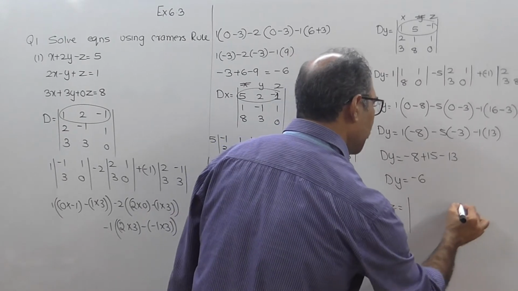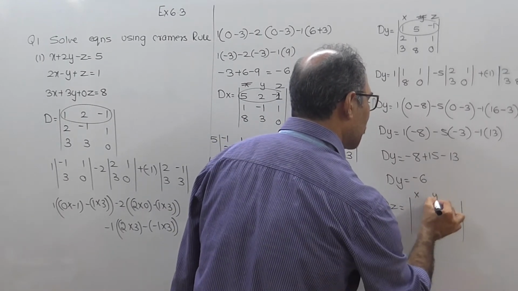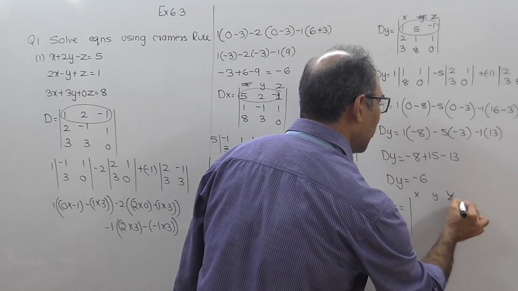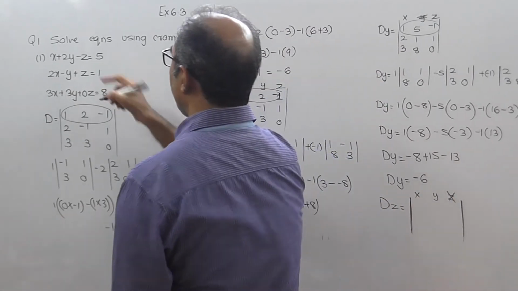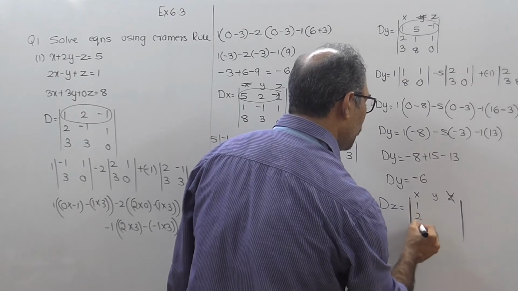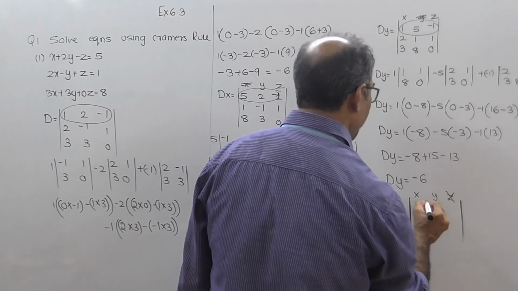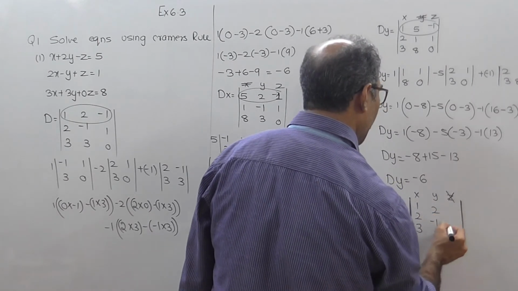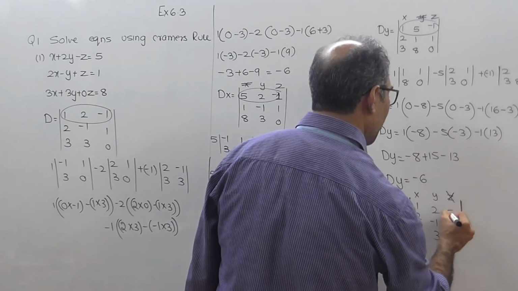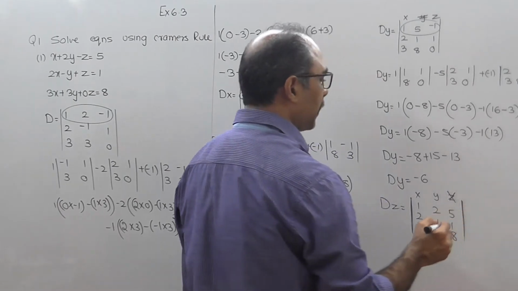Let's go for dz. dz you will have x, y and z. z will not come. In place of z you will have d1, d2, d3. What is the coefficient of x? 1, 2, 3. What is the coefficient of y? 2, minus 1, 3. We can't write z, so what will be written in its place? 5, 1 and 8.